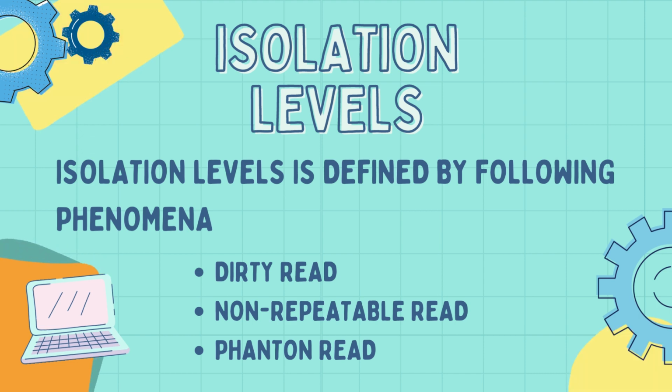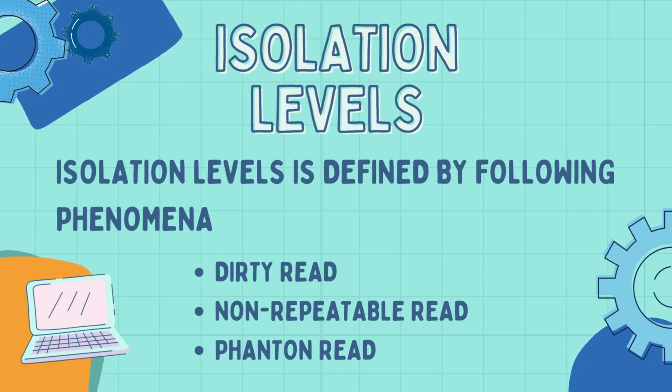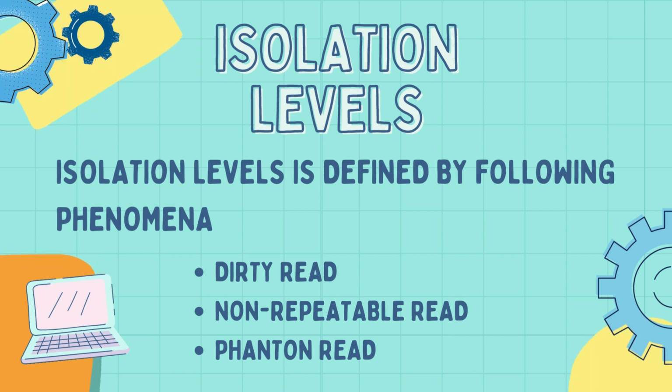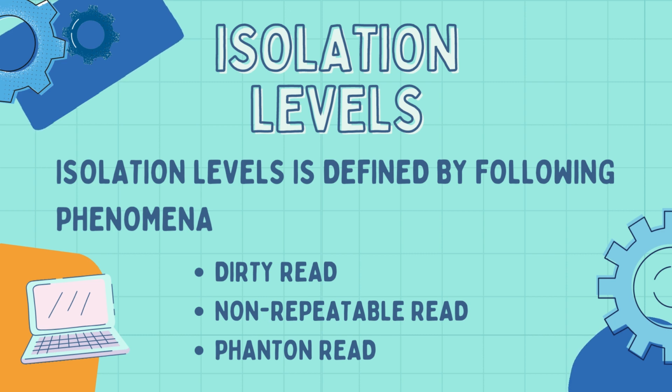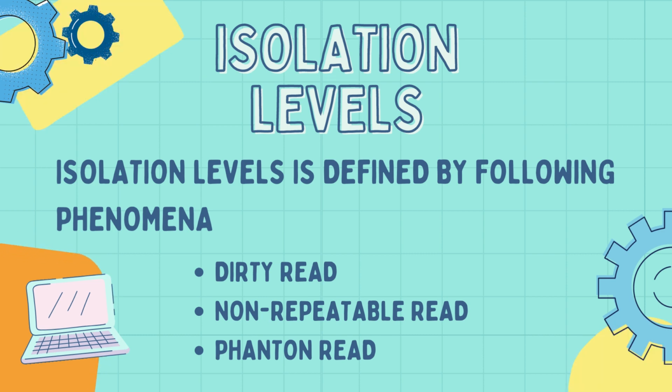A dirty read is a situation when a transaction reads data that has not yet been committed. For example, let's say transaction 1 updates a row and leaves it uncommitted, meanwhile, transaction 2 reads the updated row. If transaction 1 rolls back the change, transaction 2 will have read data that is considered never to have existed. Hope you understood dirty read.